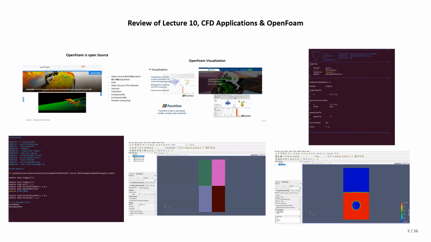In the beginning, let's have a review of lecture 10. In lecture 10, we presented an application of OpenFOAM, which is open source software for computational fluid dynamics. We talked in detail and presented a practical example. We used the ELIA system to run the example. Of course, it's part of your assignment to run a simulation of OpenFOAM with a different number of processors to see how parallel computing could help to get the speed up.